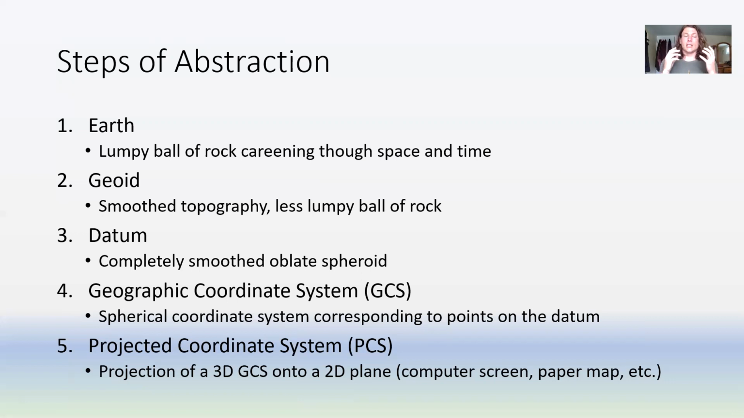And then we can take that geographic coordinate system and we can project it. So we can project the 3-dimensional coordinate onto a 2-dimensional plane, whether it's in a computer screen or a paper map. And so those are the 5 steps, and they're really sort of key to your understanding of how map projections work. So I'll go through each of them in a little bit more detail.